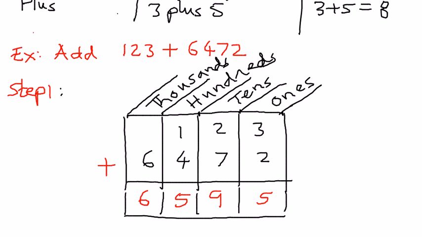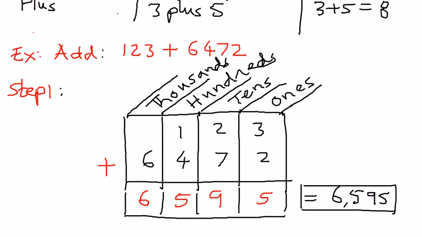When we add 123 to 6472, the answer comes out as 6595. This is our answer. This is how we do the addition of two numbers.